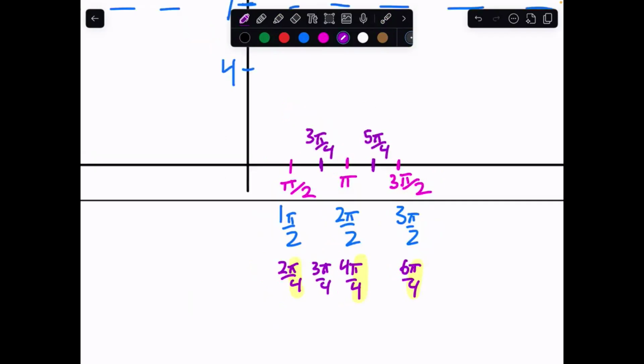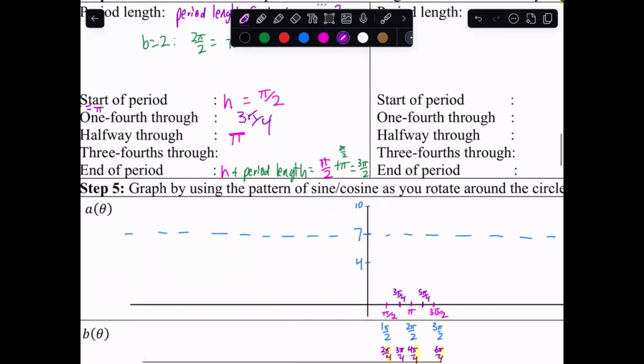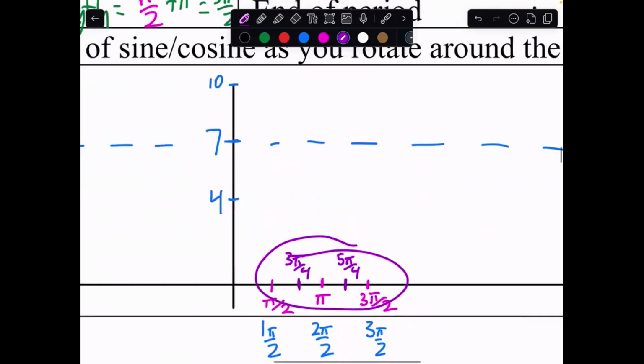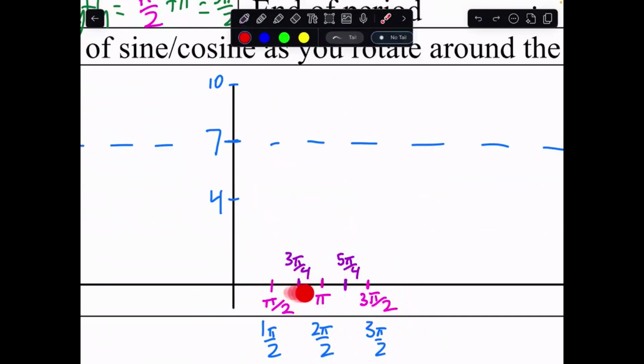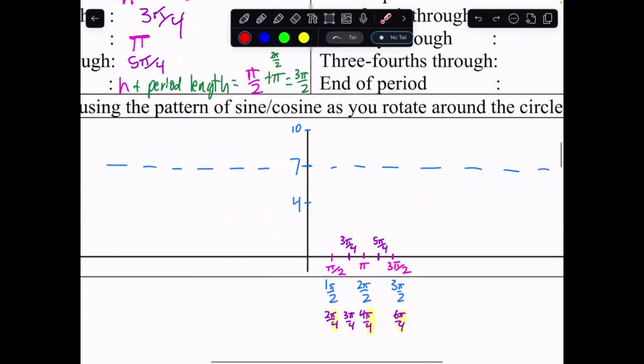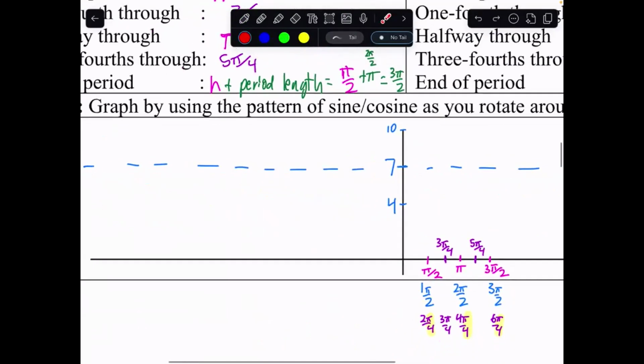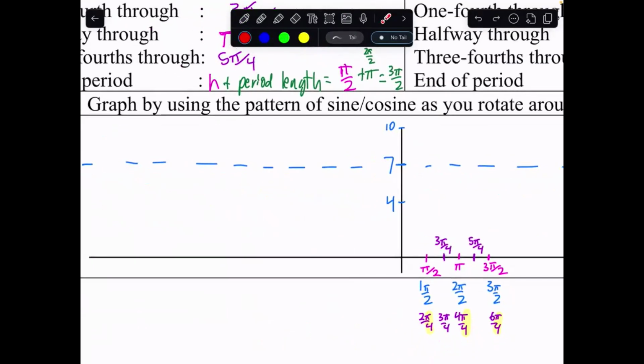Okay, so that would be the last key angle for this period. You notice we now have 5 angles and 3 y values marked. That's always what you need. You always need 5 angles per period and 3 y values. Now we're ready to sketch the graph using the pattern as we go around the circle.